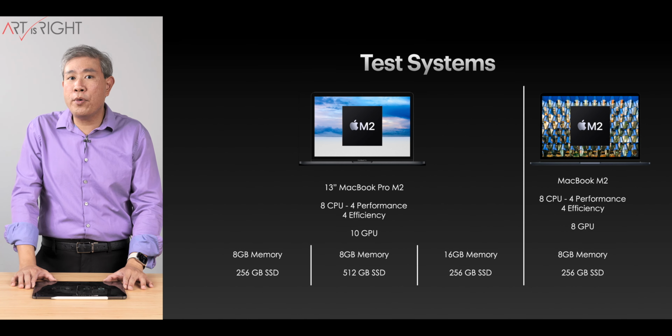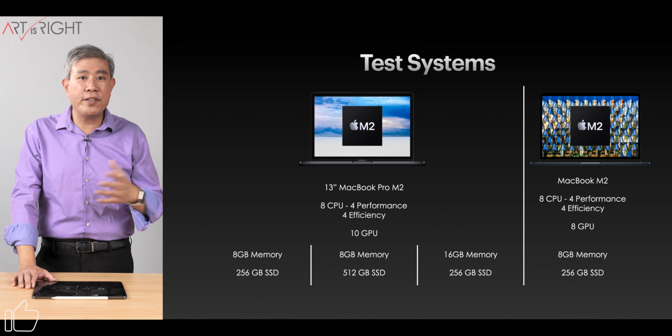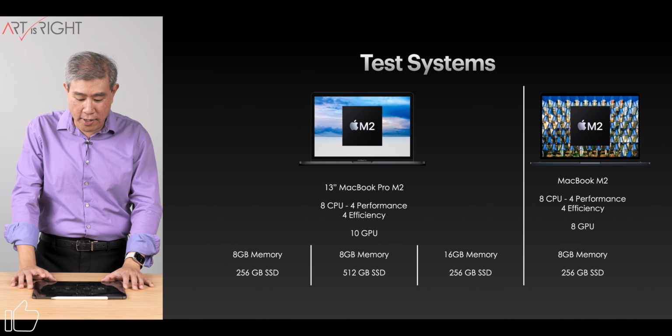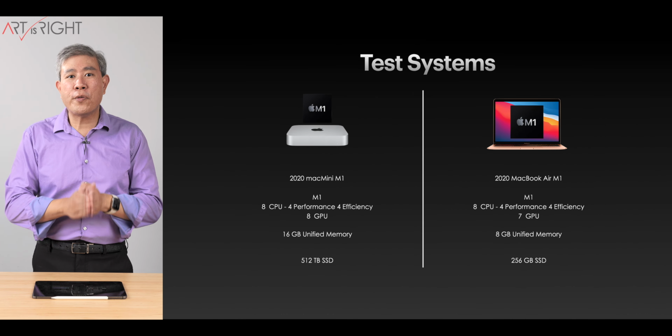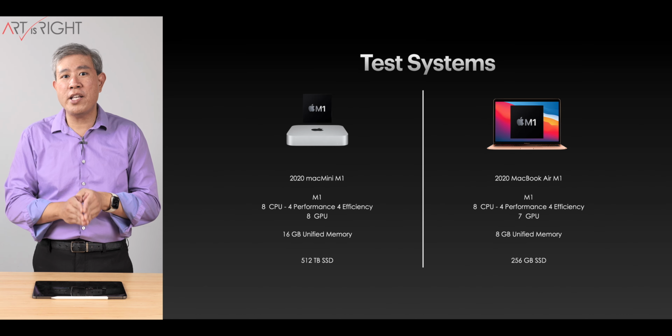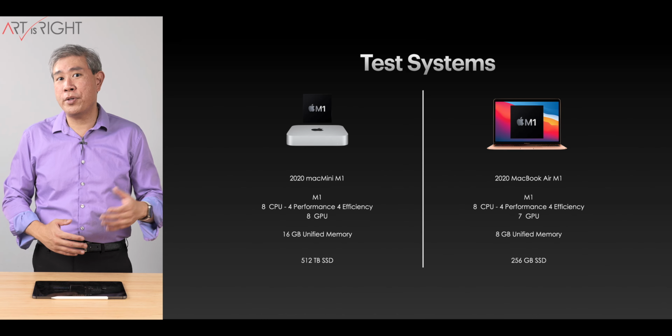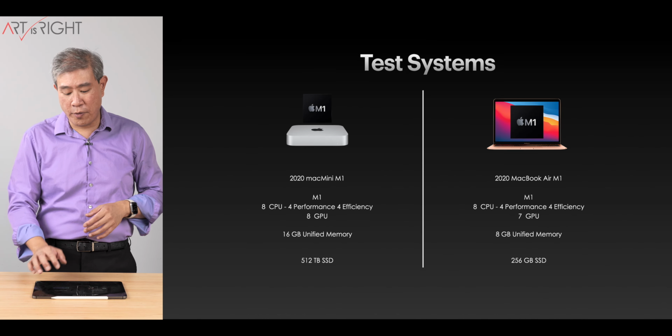I will also be including the result from the base M2 MacBook Air to see how this compares with all these other machines in the lineup. And I'll also include the results from two M1 machines, that is the Mac Mini with 16 gigabytes and also the base MacBook Air with 8 gigabytes of memory, so we can see how the M1 and M2 are spreading out in terms of performance.